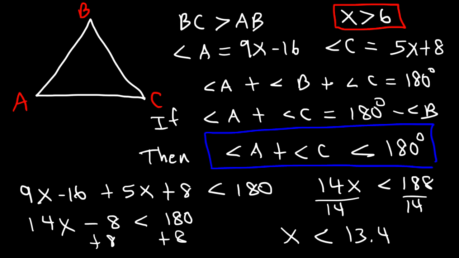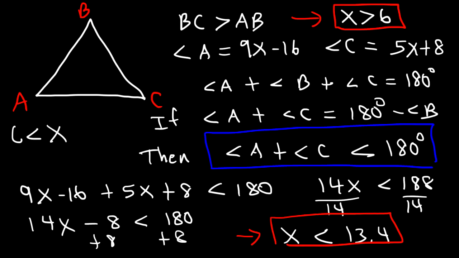So now we need to combine this inequality with this one. So we could say that x is greater than 6, but it's less than 13.4. And of course, that's a rounded value. So x is between 6 and 13.4. So this is the restriction on x.